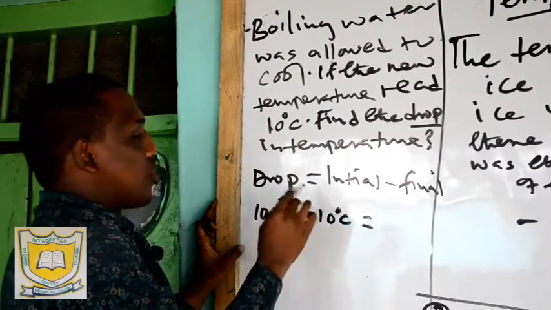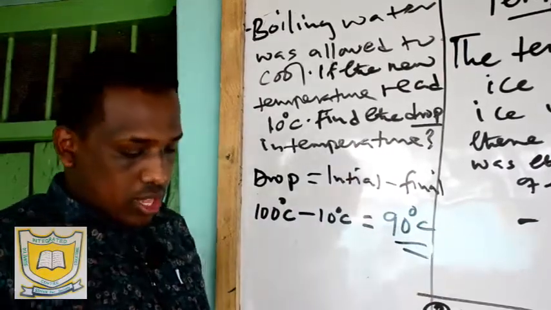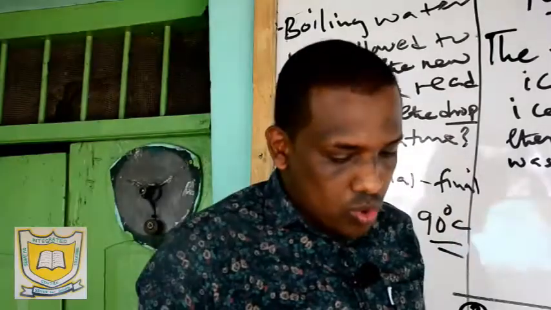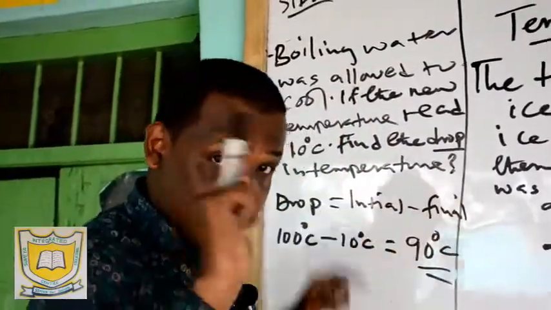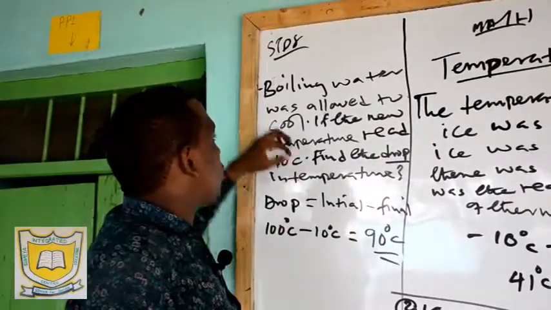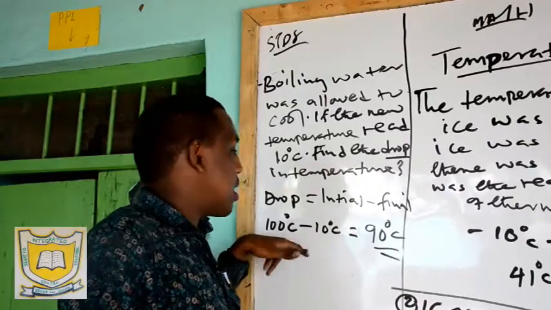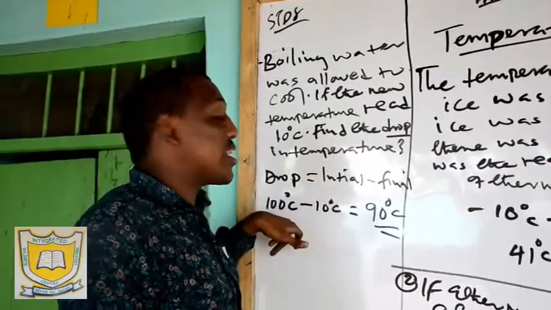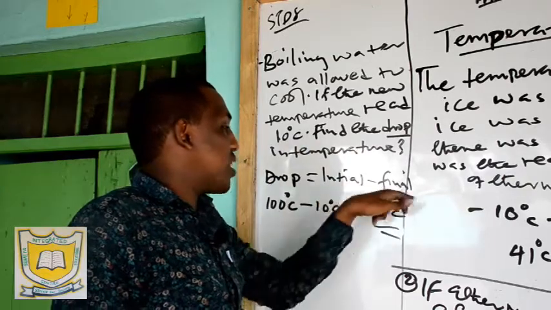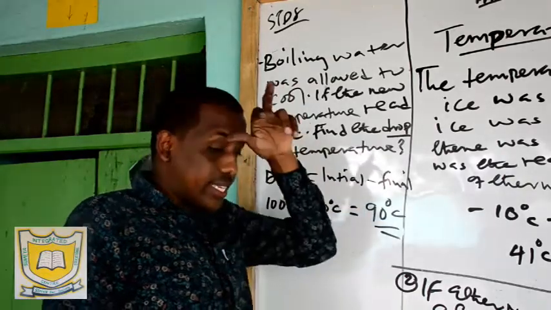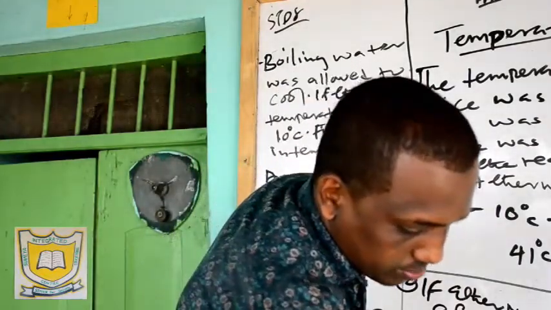So now the drop is 90 degrees Celsius. That is now the drop. So what they are testing is whether you know the boiling point is always 100 degrees Celsius. So to get the drop, it is a minus. You say 100 degrees Celsius, the boiling point, minus the 10 degrees Celsius. You will get initial minus final. You will get 90 degrees Celsius.